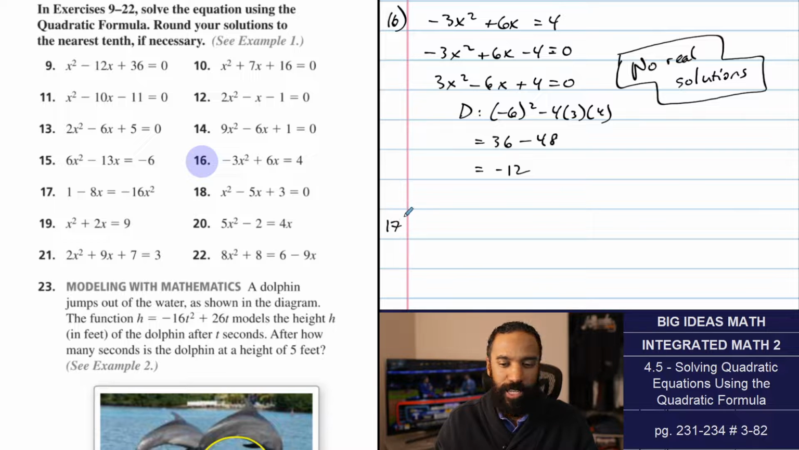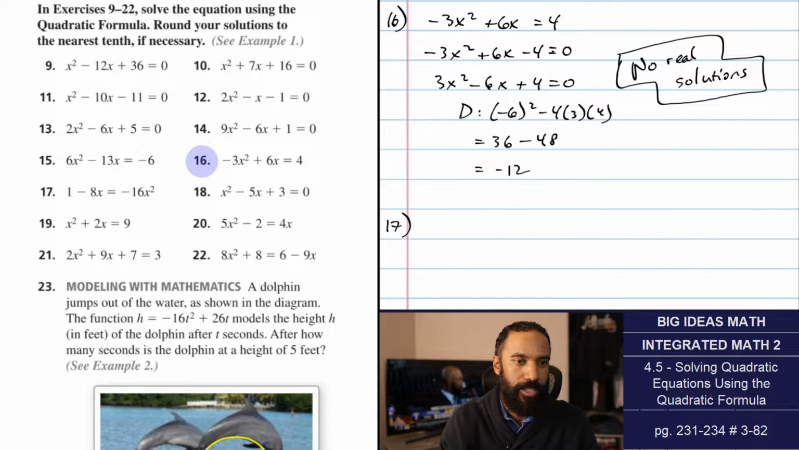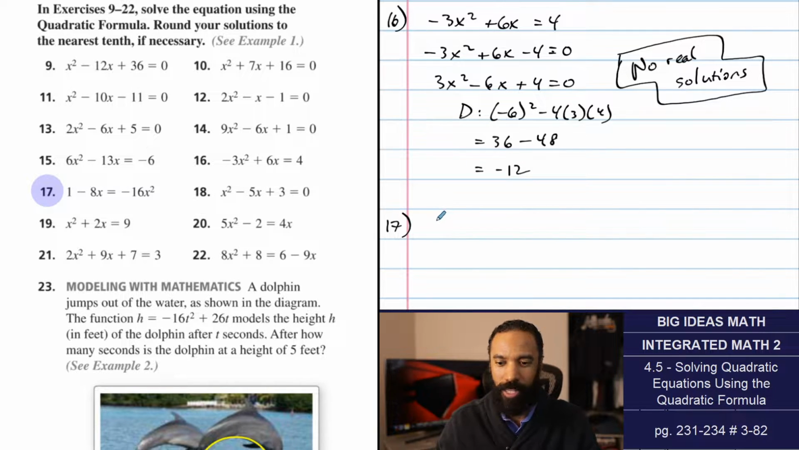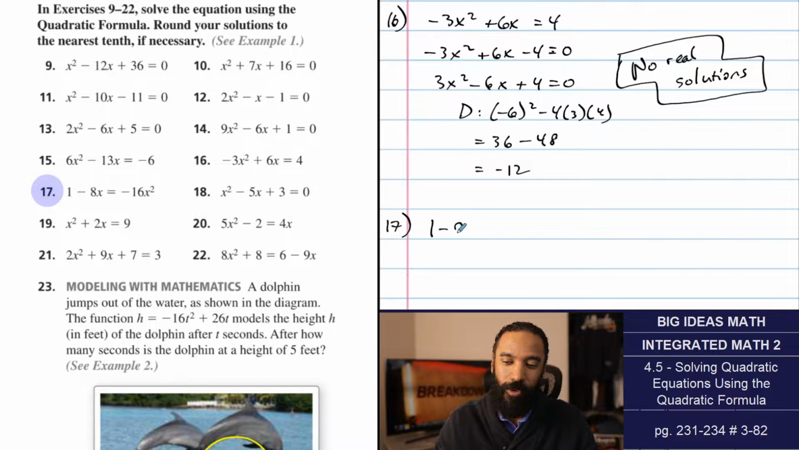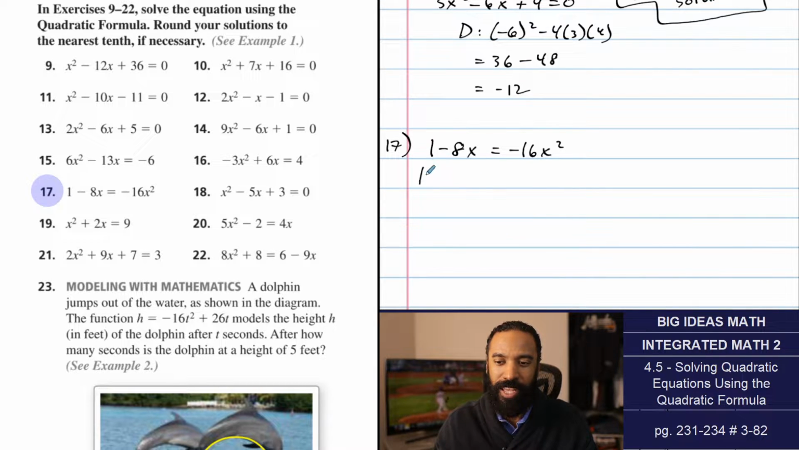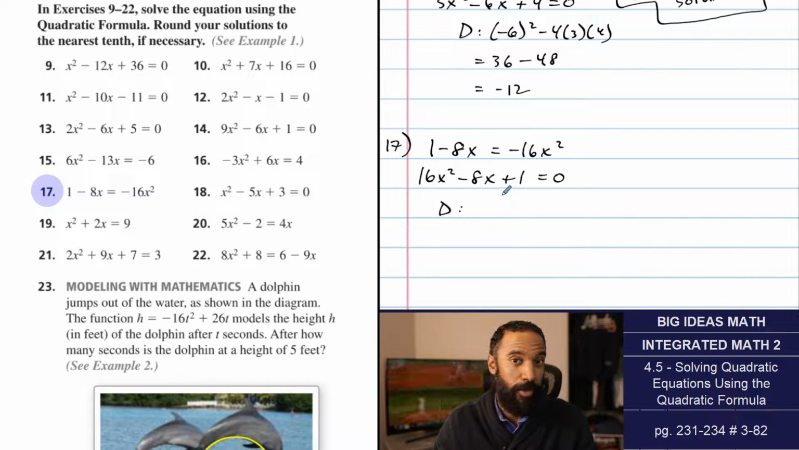Number 17. I'm smelling a perfect square trinomial on number 17. It's just the appearance of the numbers. 1 minus 8x equals negative 16x squared. I will add 16x squared to both sides. I will put the negative 8x next, and plus 1 equals 0. The discriminant is going to give us probably 0.